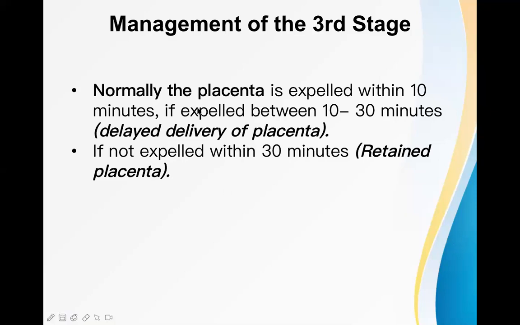Normally, the time taken for the placenta to deliver is 10 minutes, but it may take up to 30 minutes. 30 minutes is the maximum duration for the third stage of the labor. If it is taking longer than 30 minutes, we call it a prolonged third stage of the labor. And it has a lot of complications. The most important one is extensive hemorrhage. If not expelled within 30 minutes, we call it retained placenta, and it can lead to severe hemorrhage.